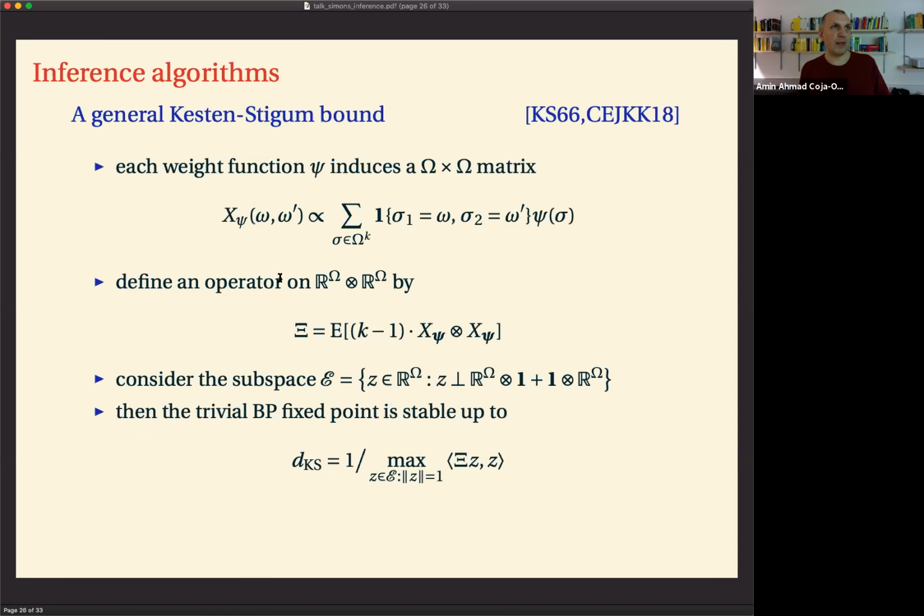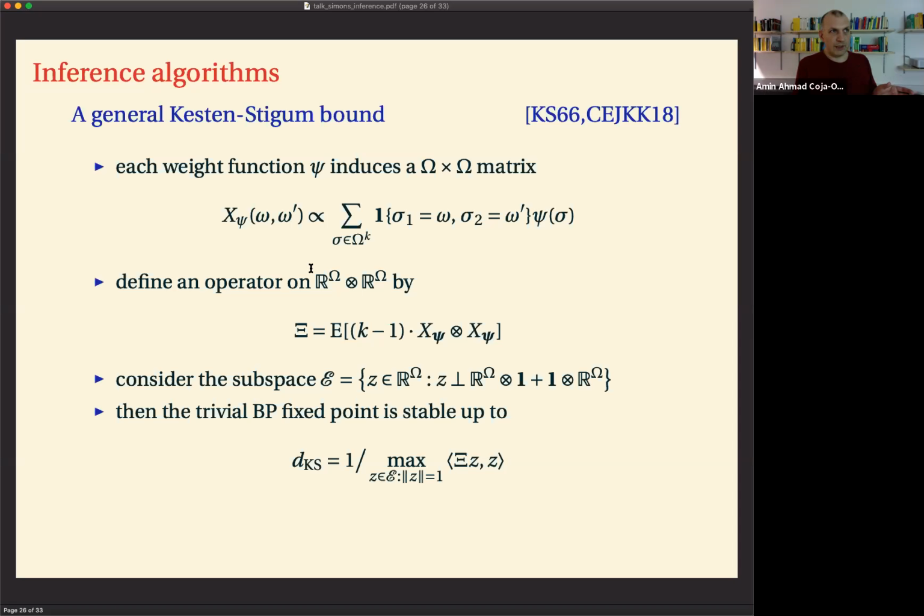And there's actually a way of trying to formalize this, namely a generalized version of the Kesten-Stigum bound that again works for all of these factor graph models generically. And so here's how this works. For any given weight function, you would introduce an omega by omega matrix, a matrix on pairs of spins that works like a transition matrix, which tells you how likely it is to transition from spin omega to spin omega prime under this particular weight function.